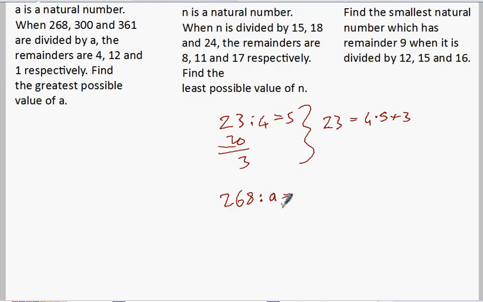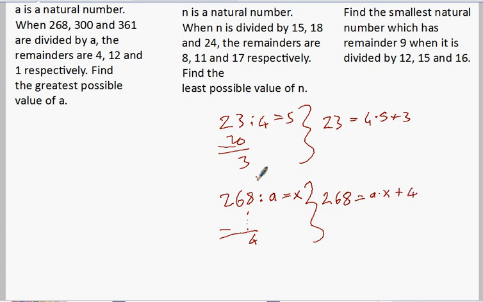Divided by a, there will be a result, so I need to put something in here. That's why I put something that I won't care about, like x. So there will be some process, and then the remainder is 4 for the first one. So how do we convert this into this form? 268 equals a times x plus 4.